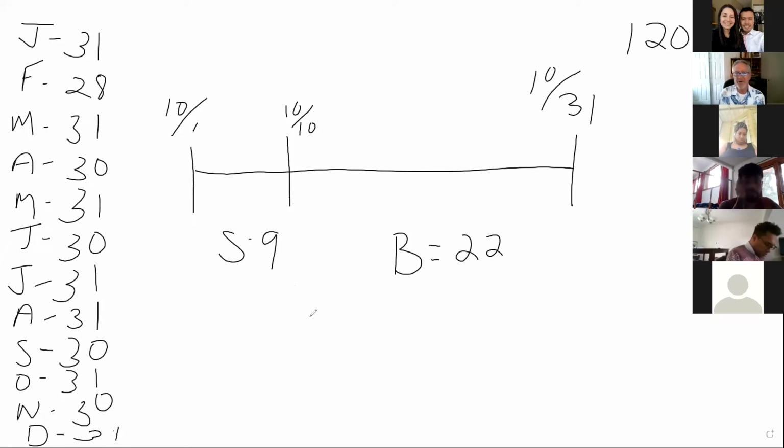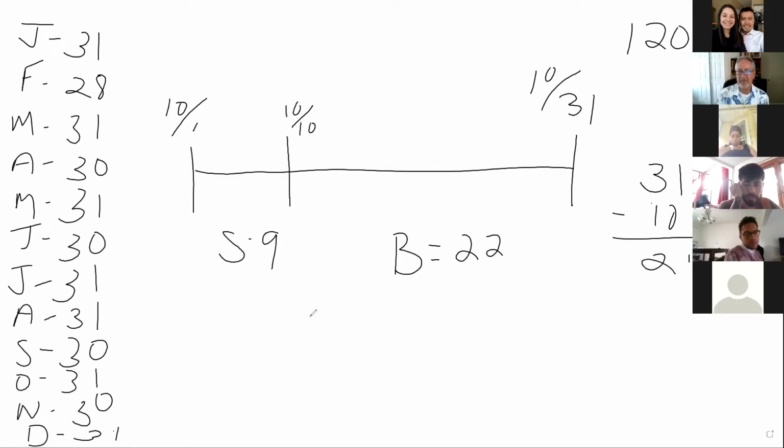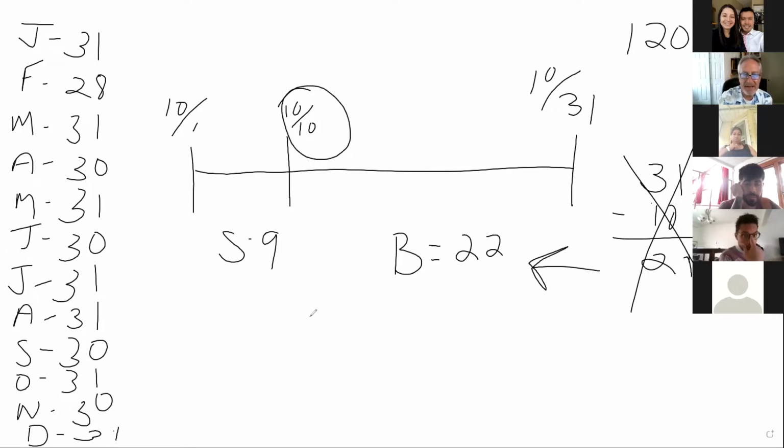Now, here I'm going to show you a common mistake that people make. Make sure you don't do this. Sometimes people will say, oh, there's 31 days in the month and we're closing on the 10th, so 10 days, so it's 21 days. You see the mistake there? It should be 22. Why? Because don't ever forget to count this day, as the buyer owns the property.